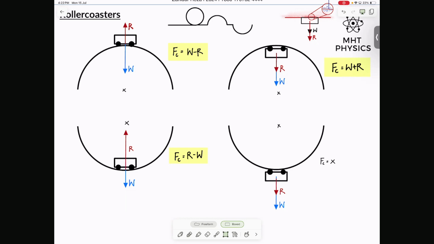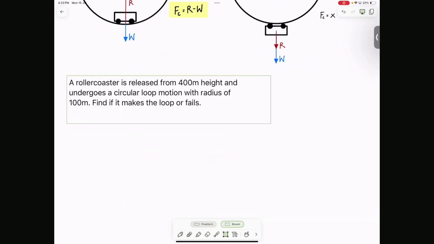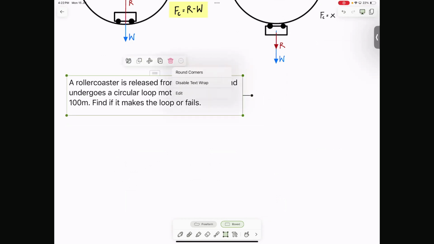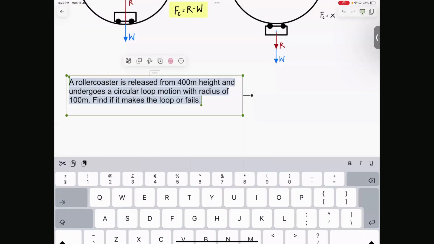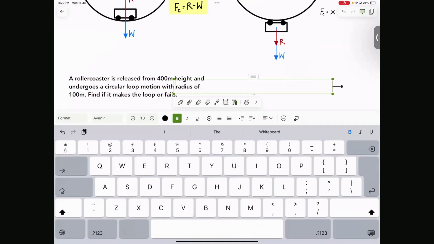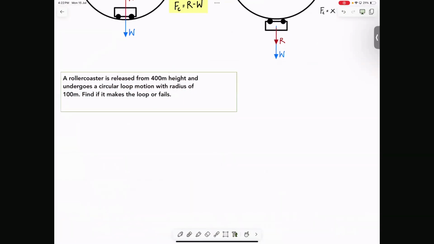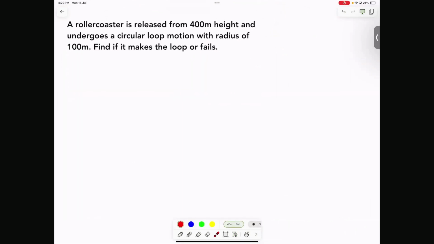Done? Okay, I'll give you a question to try out. A roller coaster is released from a height of 400 meters and undergoes a circular loop motion of radius 100 meters. Find if it makes the loop or fails.